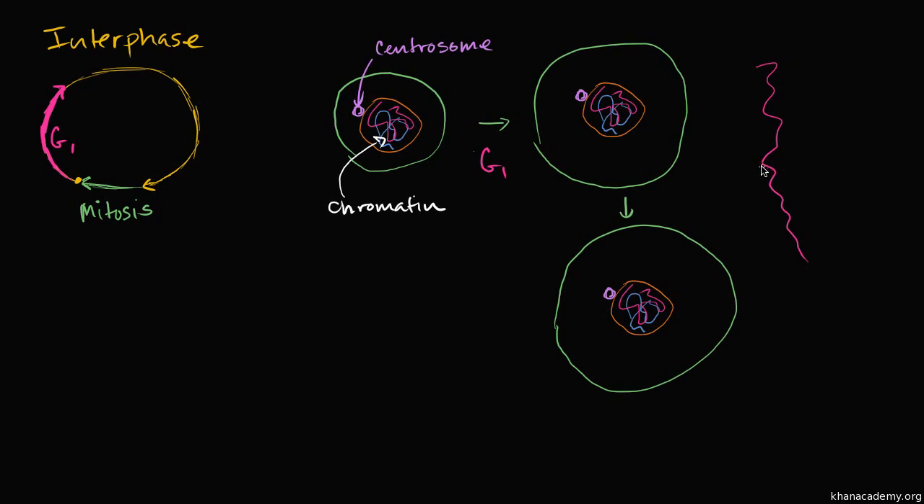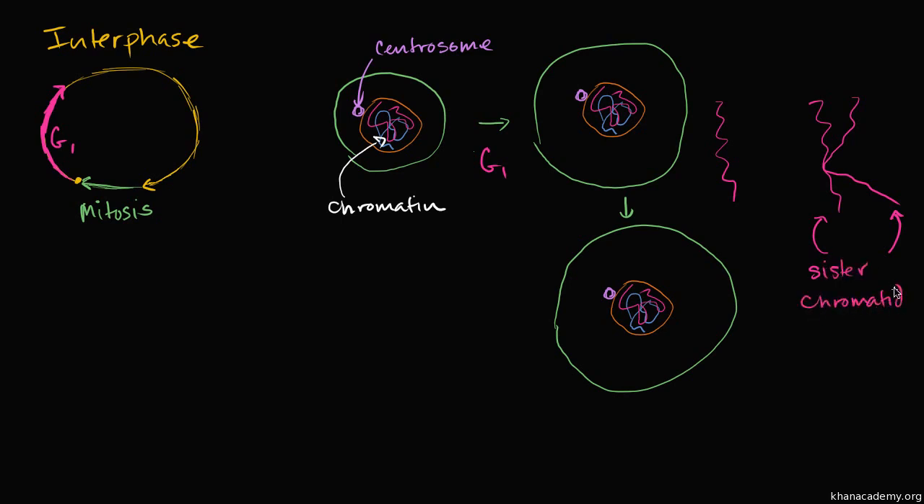Let me draw this a little bit neater. So this is one chromosome right over here. And that one chromosome, after it's copied all of its genetic material, is still one chromosome. Now, there's two copies over here. What do we call these two copies? Well, each of these two copies is called a chromatid. And these two right over here, these are sister chromatids. But either way, this is one chromosome right over here.